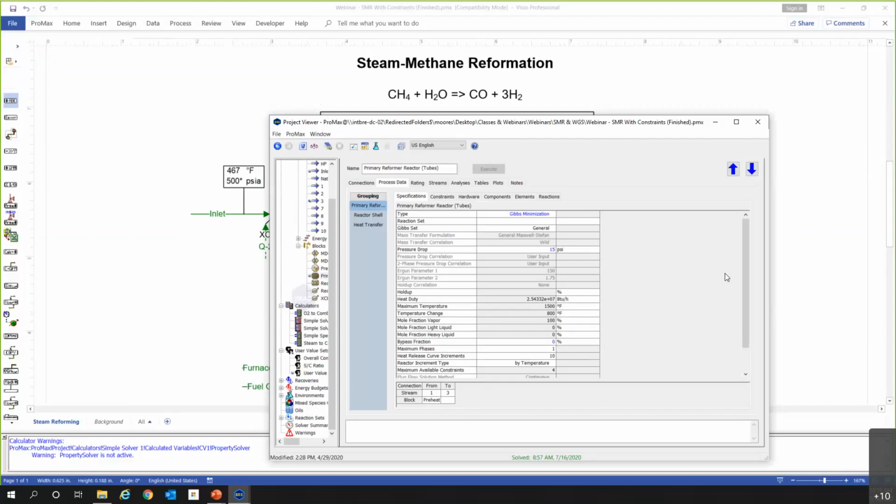The only downside to this is that it's going to assume an infinite reactor length to reach equilibrium. So we're saying this reaction is going to go to equilibrium no matter what, but for the most part, it is a very handy model, and that's what we're going to be using today with the addition of our constraint.